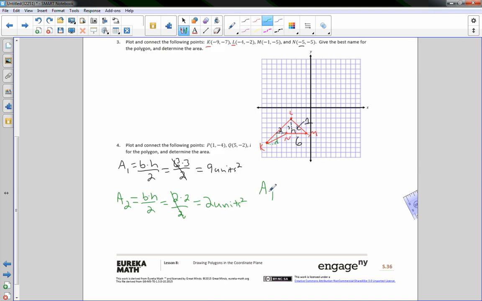So the area total is 9 units squared plus the 2 units. Ran off my board there. So the area total is 11 units squared.